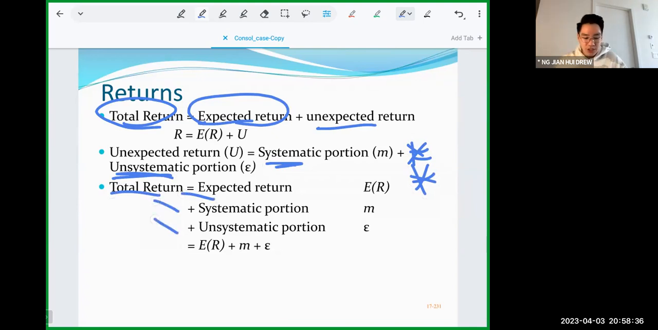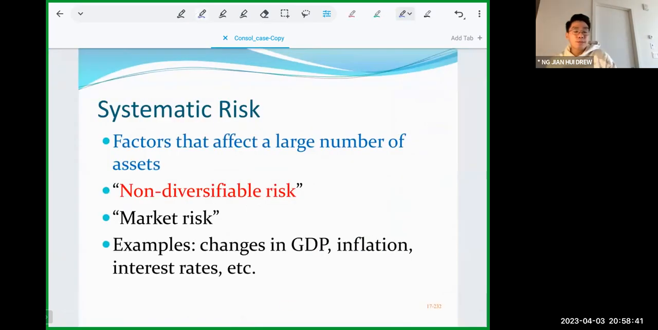Now, the question is, what is systematic? What is unsystematic? What does this mean? Let's explain here. Systematic risk, the most important part is that it is non-diversifiable risk. It's in red here. Meaning what? If you have a portfolio, you will not be able to remove this amount of risk. Regardless of how many assets or securities or stocks you put in your portfolio, you will not be able to remove this systematic risk, right?